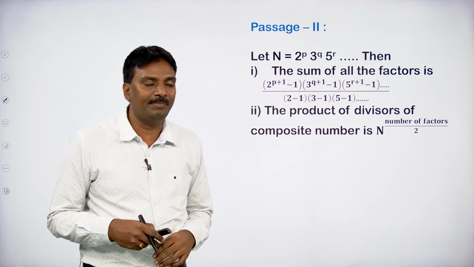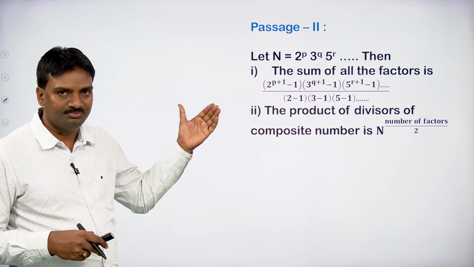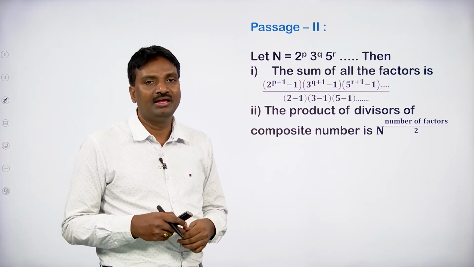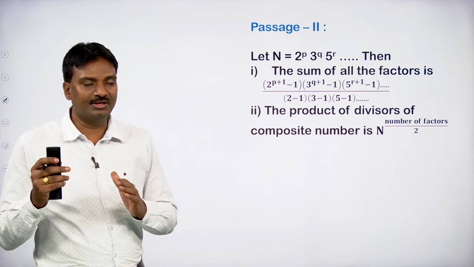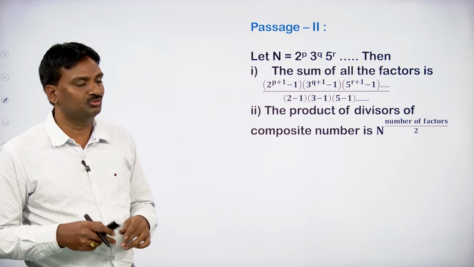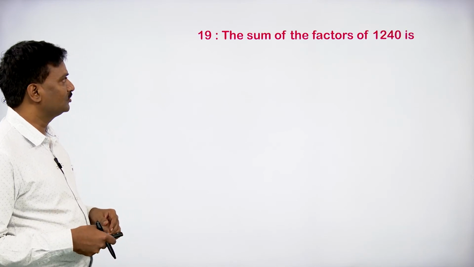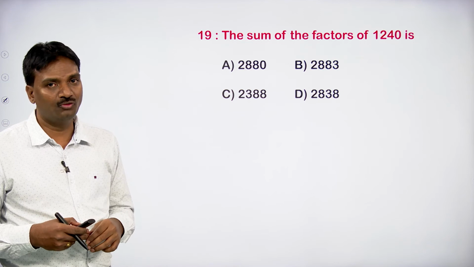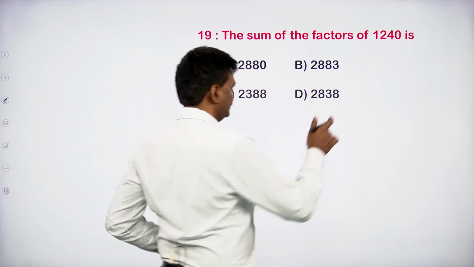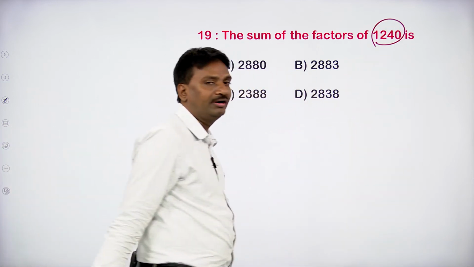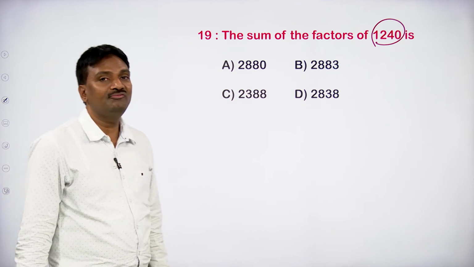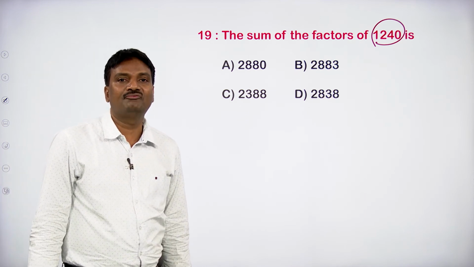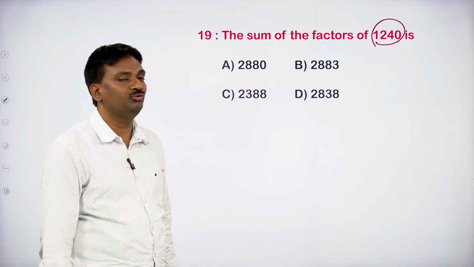So this is the given passage. With respect to this passage, we have to solve the given questions. The questions must be related to this passage only. So here the first question is given as the sum of the factors of 1240. Here the given number is 1240. We have to find the sum of the factors of 1240.